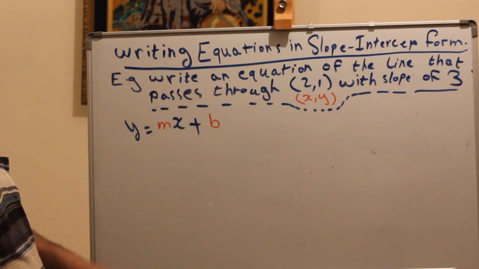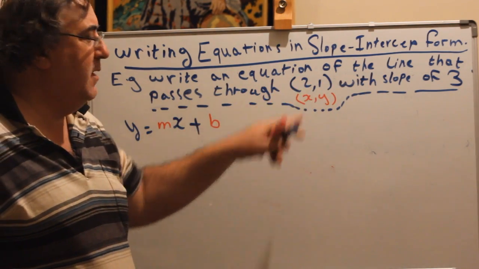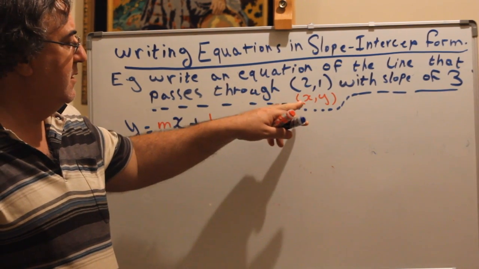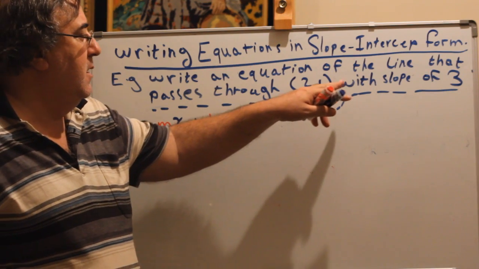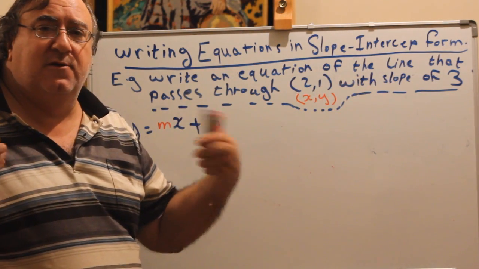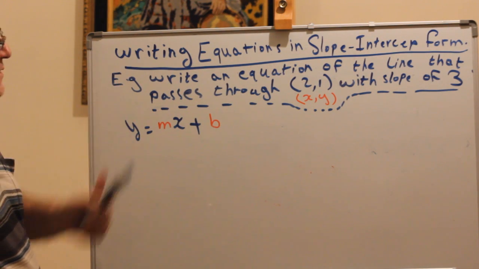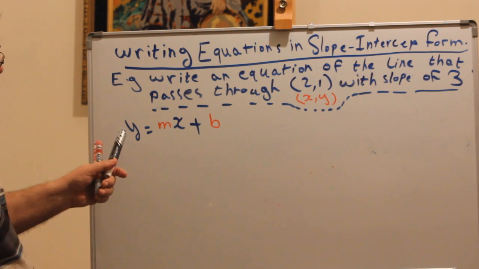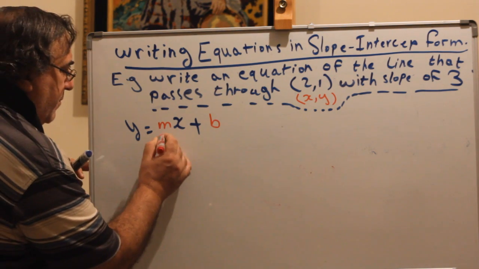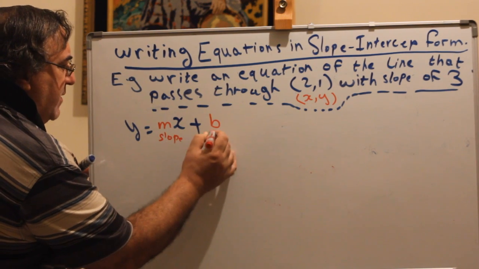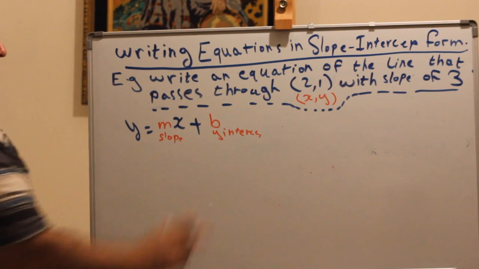Okay, now the example is, write an equation of the line that passes through the point 2, 1, and as we said, 2 and 1 are the coordinates of the point, with the slope 3. And he gave you the slope is already 3. And we know the equation of slope-intercept form is in the form y equal mx plus b, where m is the slope and b is the y-intercept. And that's the reason we call it slope-intercept form.